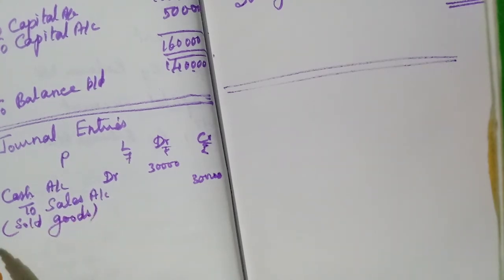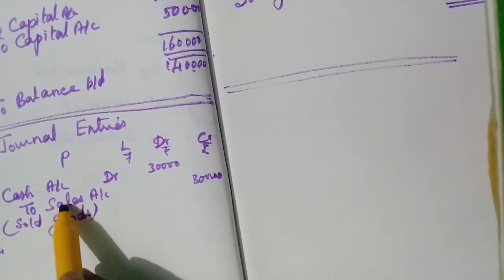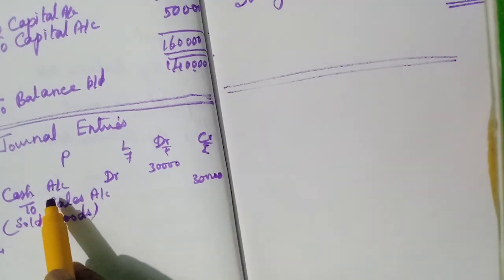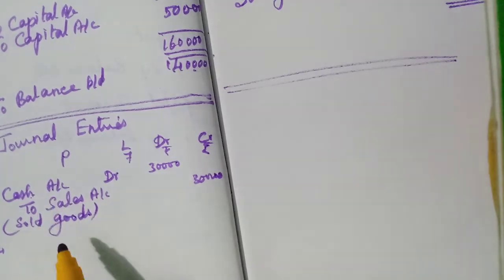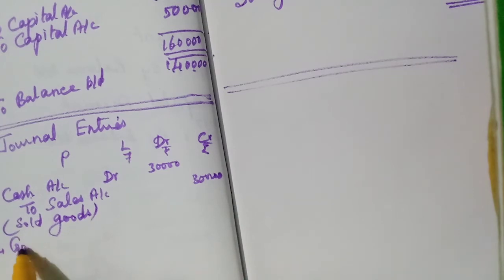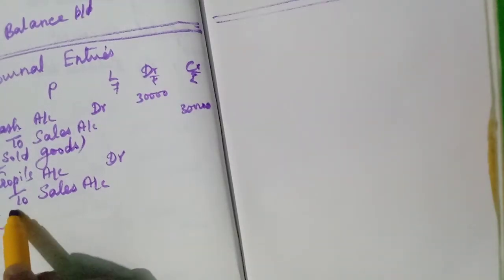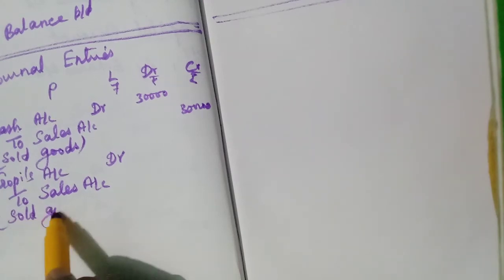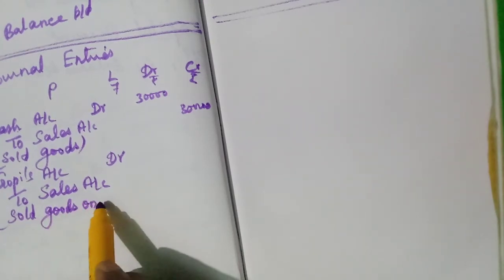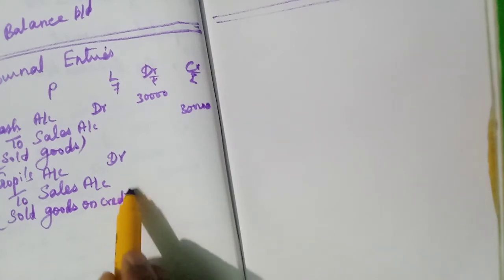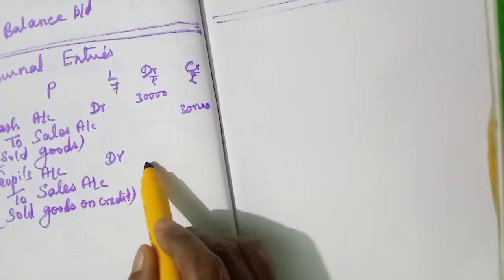Then 14. Sold goods on credit to Gopi. So one is the sales account; the other is not for cash, not for check receipt. Gopi is the receiver. Gopi's account debtor to sales account. Sold goods on credit to Gopi, or simply you can write, 12,000.